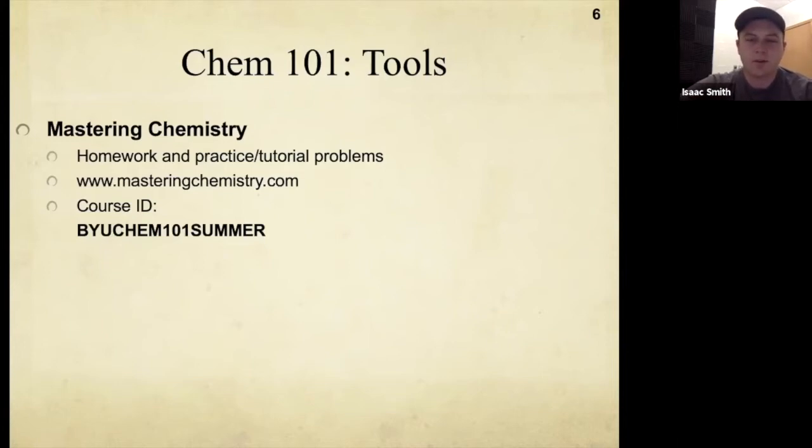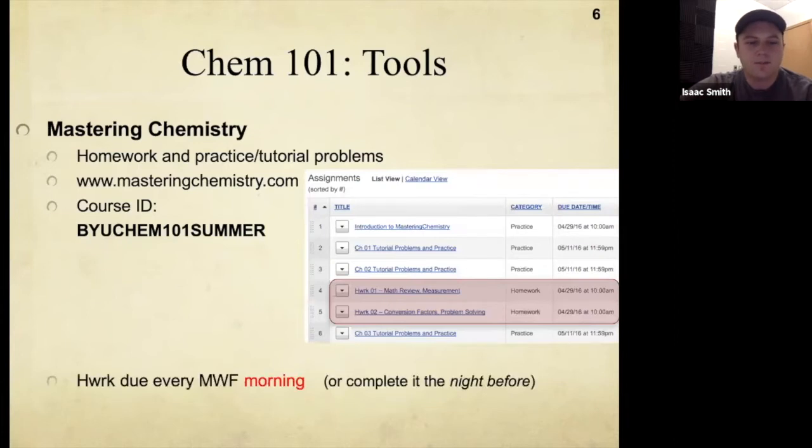If you buy a brand new book, or if you buy the ebook, it will come with an access code for Mastering Chemistry. If you use a used book, then you'll have to purchase the Mastering Chemistry package separately, so you can see what works out best for you. And these are due every Monday, Wednesday, Friday morning.